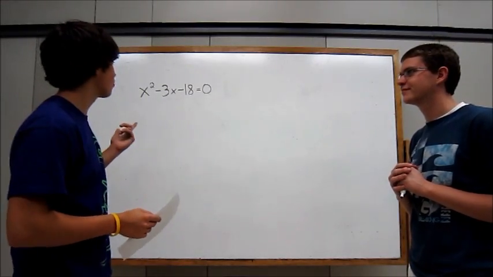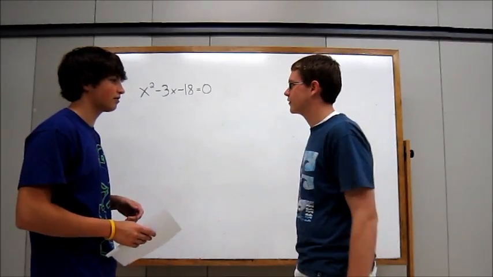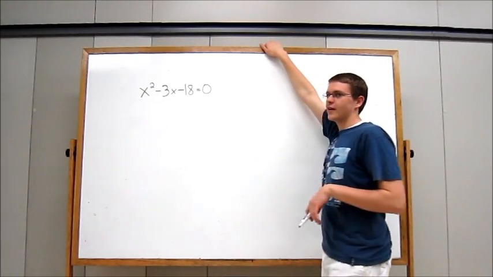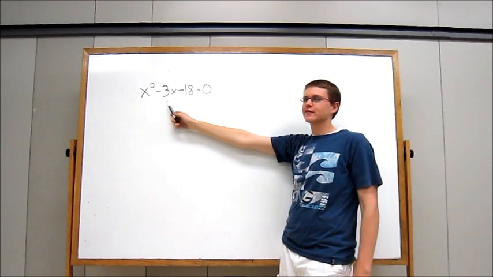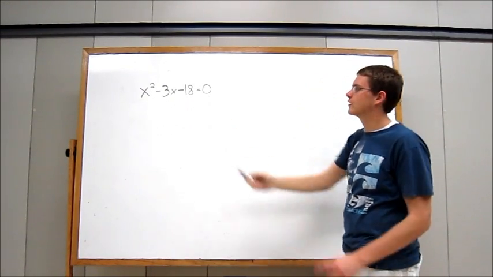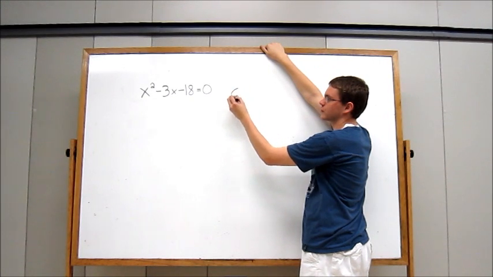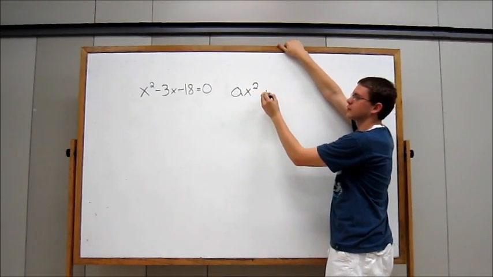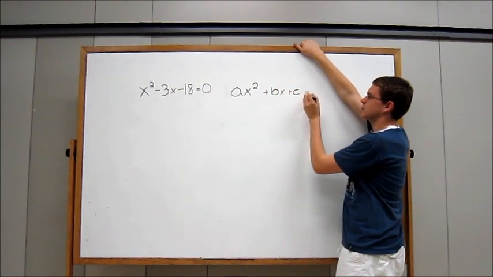Alright, Dan, here's my first homework problem. Can you help me out with this? Yeah, sure, let's give it a shot. You can take a seat, though, so I can teach it to you. That makes sense. Alright, Eddie. So what we have here is x squared minus 3x minus 18 equals 0. The first thing you have to know about completing the square for quadratics is that the standard form looks like ax squared plus bx plus c equals 0.